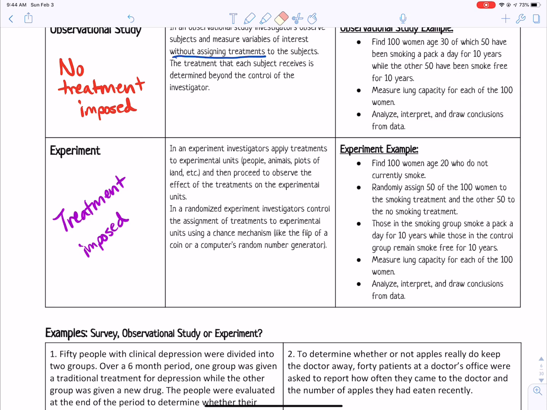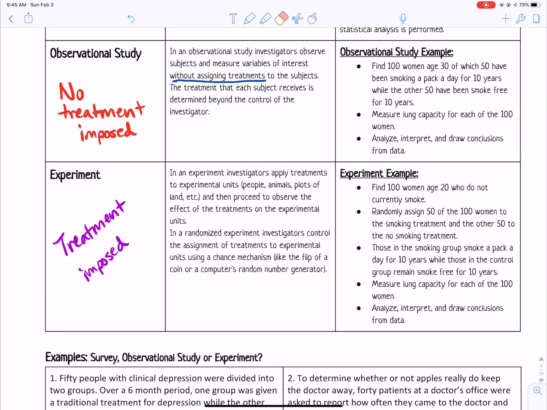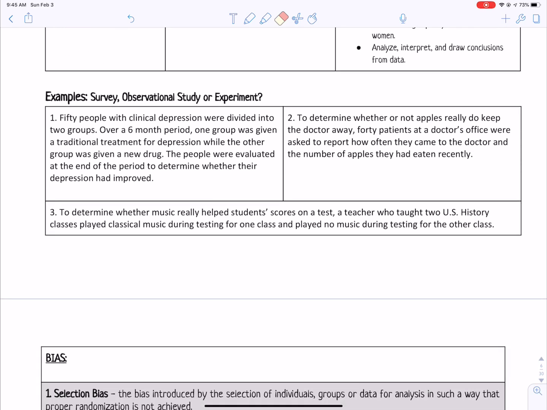So an experiment would be to tell 50 of them to smoke a pack a day, and they would have to go do that. And then the other 50 do not smoke anything for 10 years, and they would have to do that. So a treatment is imposed, no matter how ridiculous that might sound. But that's the difference between observational study and experiment. Let's just look at these three examples again to pick out which one is it describing.